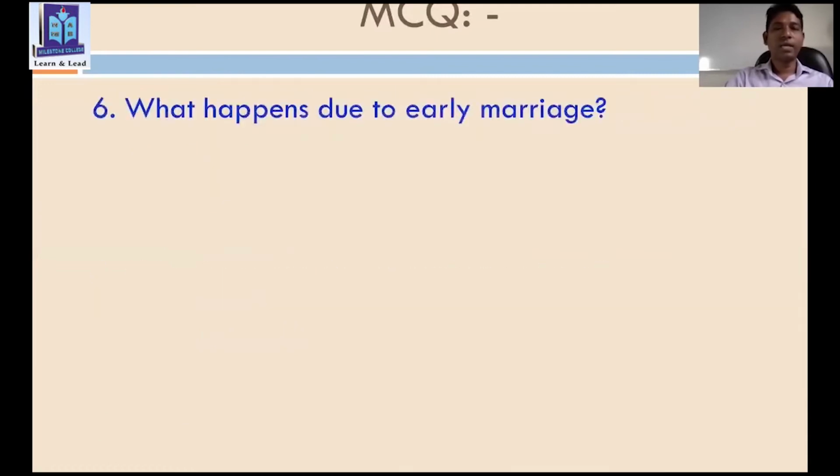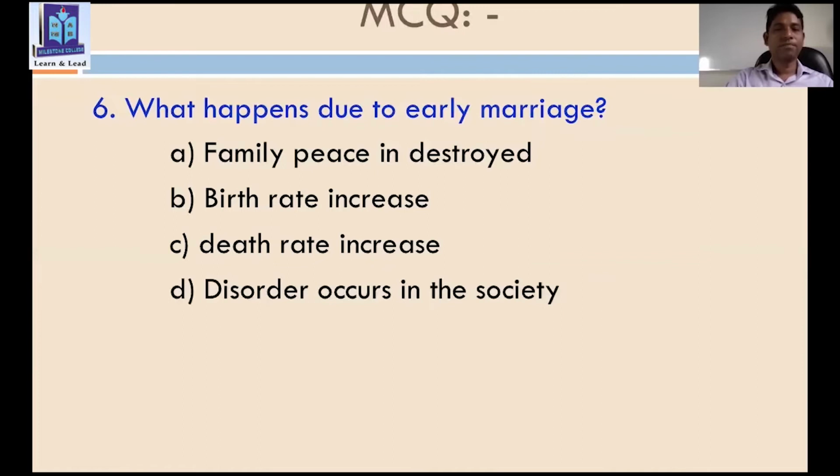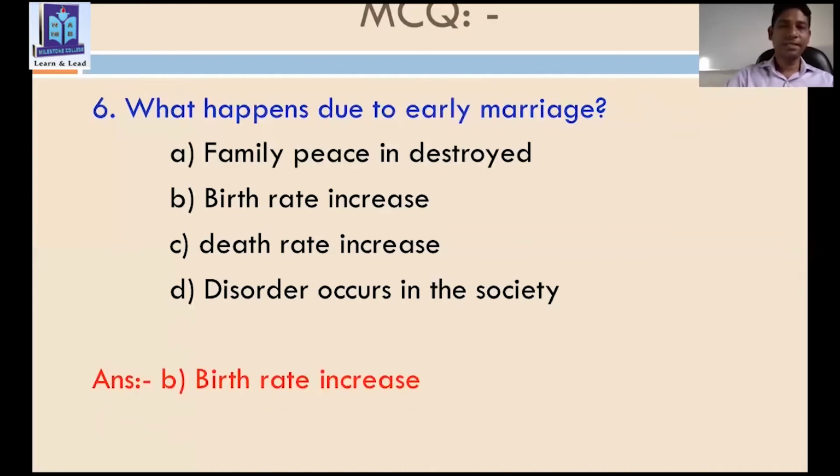Now, number 6 here. What happens due to early marriage? Can you guess it? Okay, I'm giving you a clue. Family peace destroyed, birth rate increase, death rate increase, disorder occurs in the society. Very good. Which one is the answer? Thank you very much. Answer is B, birth rate increase, right? So thank you very much.